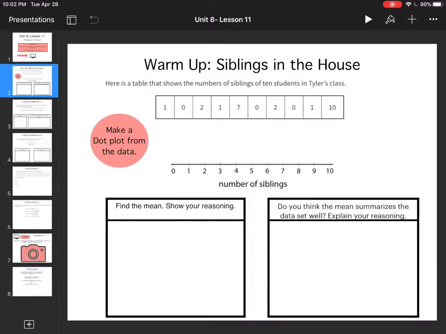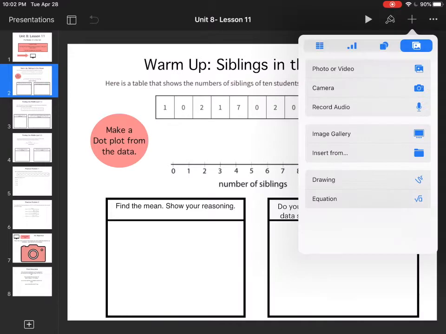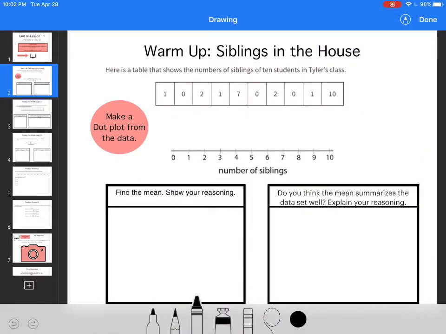So it says make a dot plot of the data. Here's a table that shows the number of siblings of 10 students in Tyler's class. So it's not Tyler's siblings, it's 10 students. So we've got 1, helps if you have your drawing tool on, 0, holy Toledo, a 7, put that in the wrong spot.